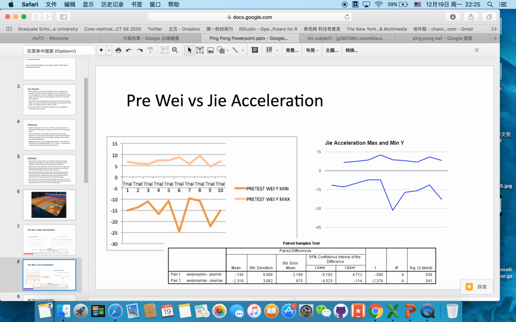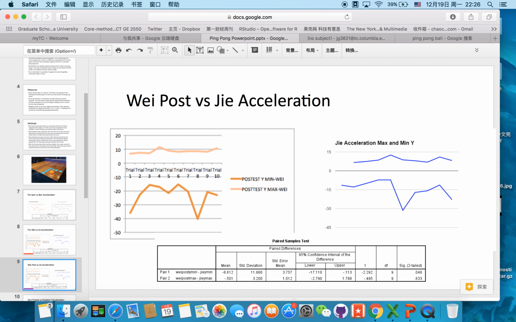So we compared the pre-test results of Wei's direction Y of linear acceleration and Jie's using a t-test. The p-value of minimum values is 0.93, which is not under 0.05. That means the difference is not significant. In contrast, the p-value of maximum values is 0.041, which is under 0.05. That means the difference is significant. And according to the graphs, we can also tell the patterns between Wei and Jie are obviously different.